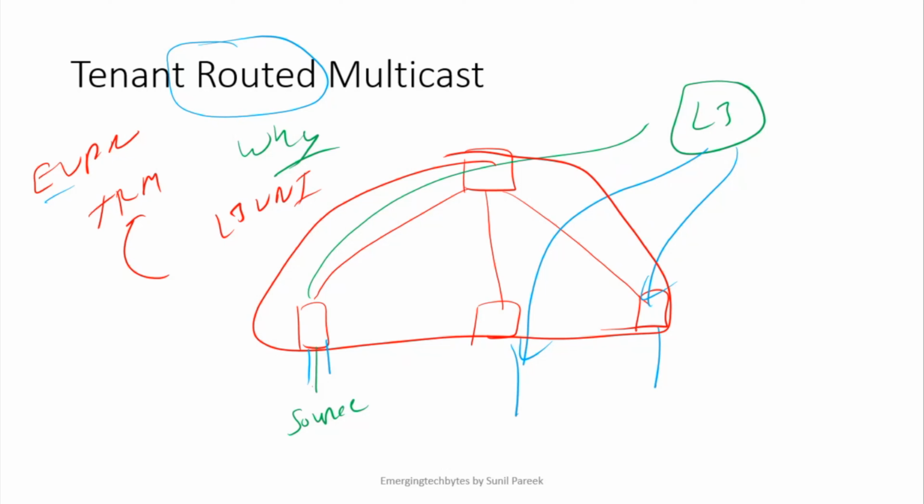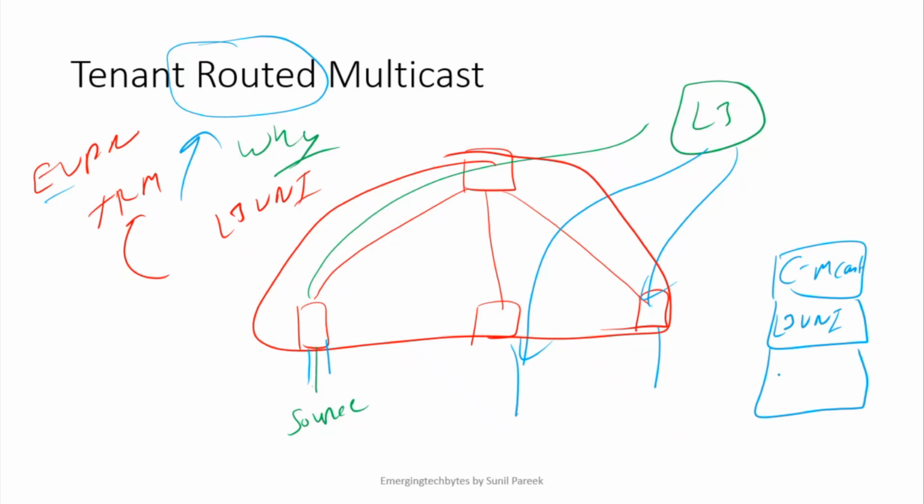If I want to route my multicast traffic, if I want to send layer 3 multicast traffic, TRM is the answer to that. And what it basically does is, let's say your customer multicast traffic gets encapsulated with this L3 VNI, and then it gets encapsulated in this provider multicast.